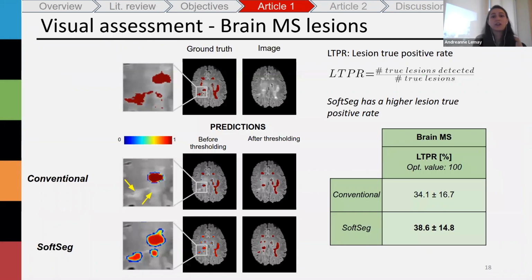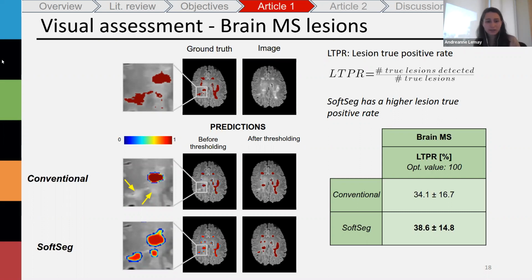If we look at the brain MS lesions, we can still see this nice softness around the tissue segmentation. But another thing that we have noticed is that the conventional model had a tendency to overlook or not segment some of the smaller or maybe more subtle lesions, while the SoftSeg model had a slightly higher lesion true positive rate, so was able to detect more of these true lesions.